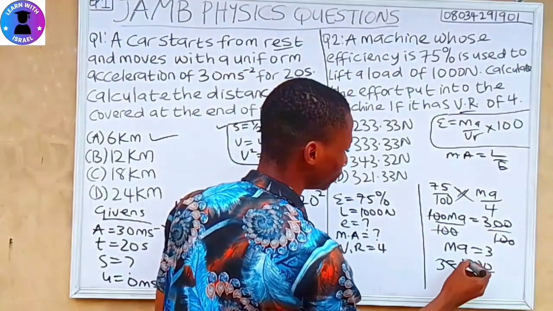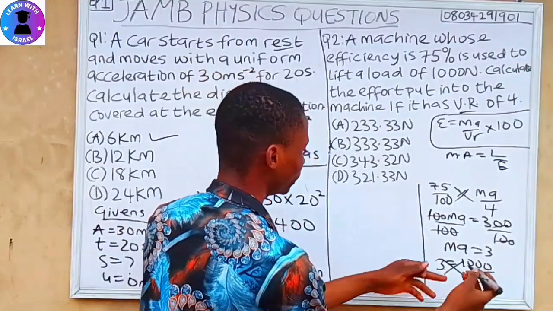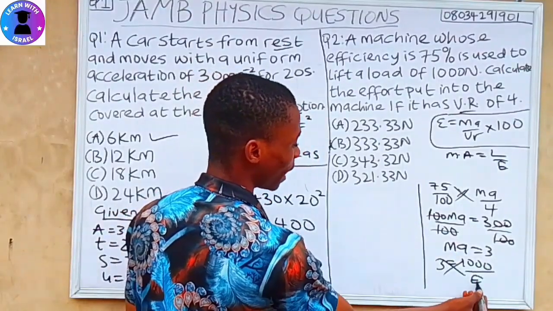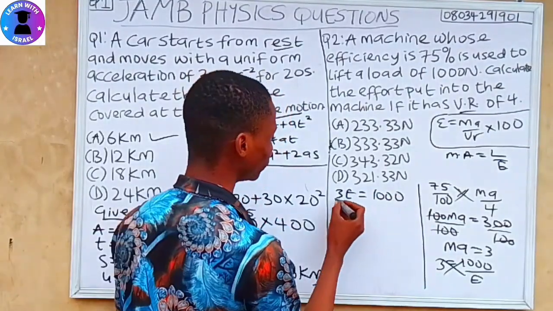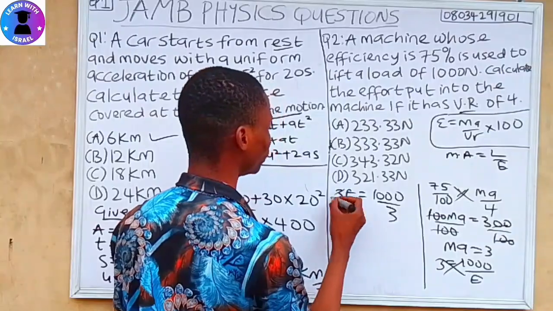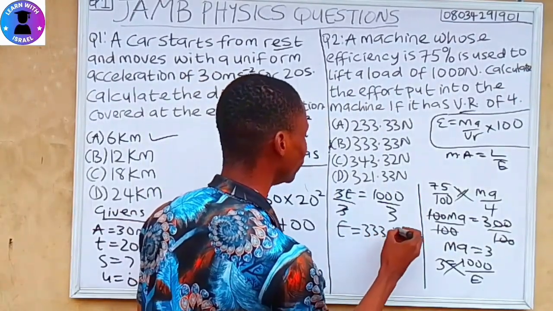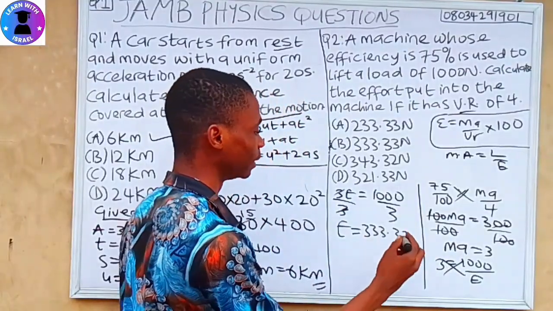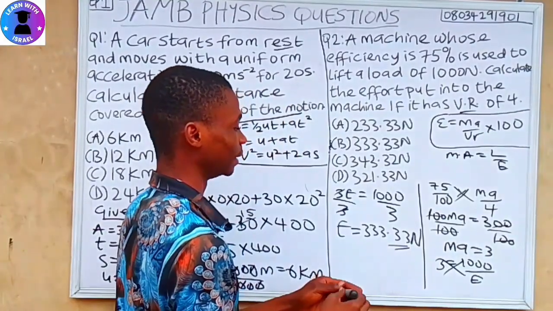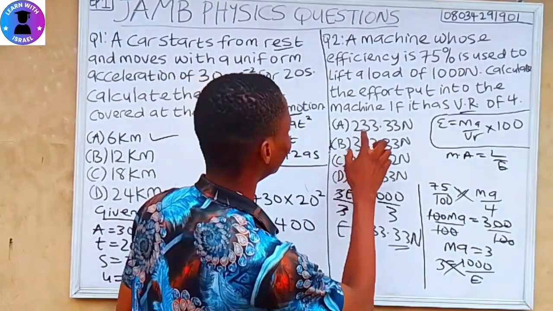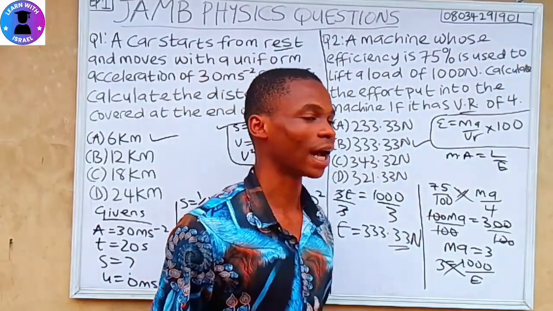We have our mechanical advantage as 3, our load 1000, and our effort is unknown. What do we do? Let's cross multiply. 3 multiplied by our effort is 3 times effort equals 1000. So let's divide both sides by 3. 3 cancels 3, so our effort equals 1000 divided by 3, which is 333.33 Newton. So that's the correct answer, and if you check our options, it's option B. 333.33 Newton is the correct answer.